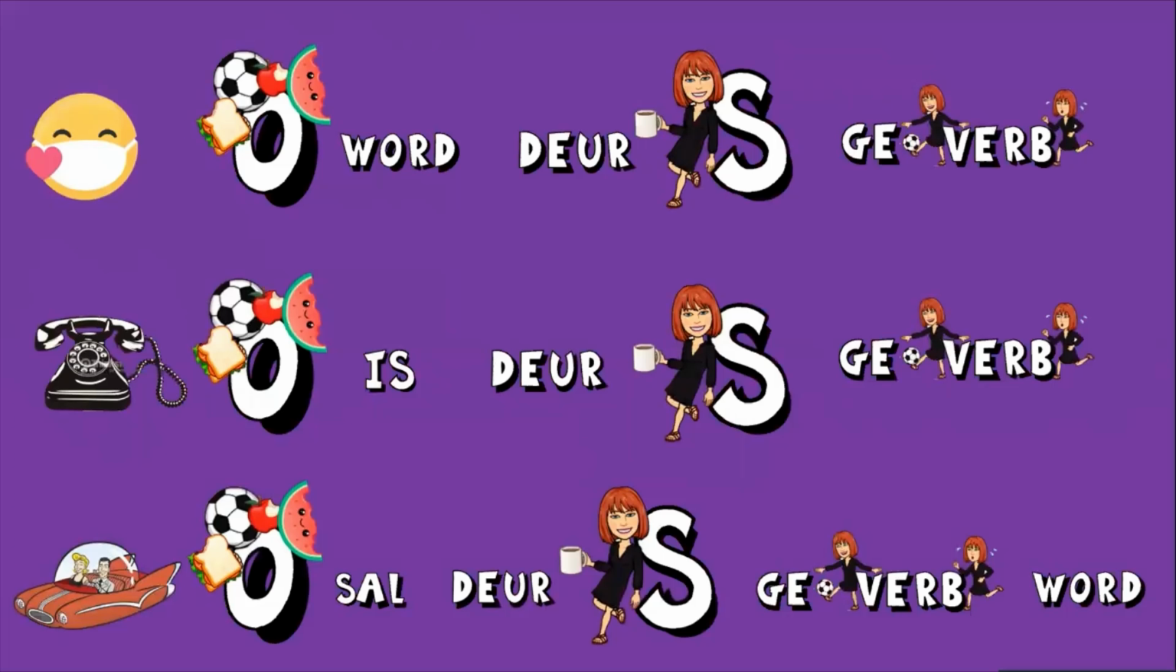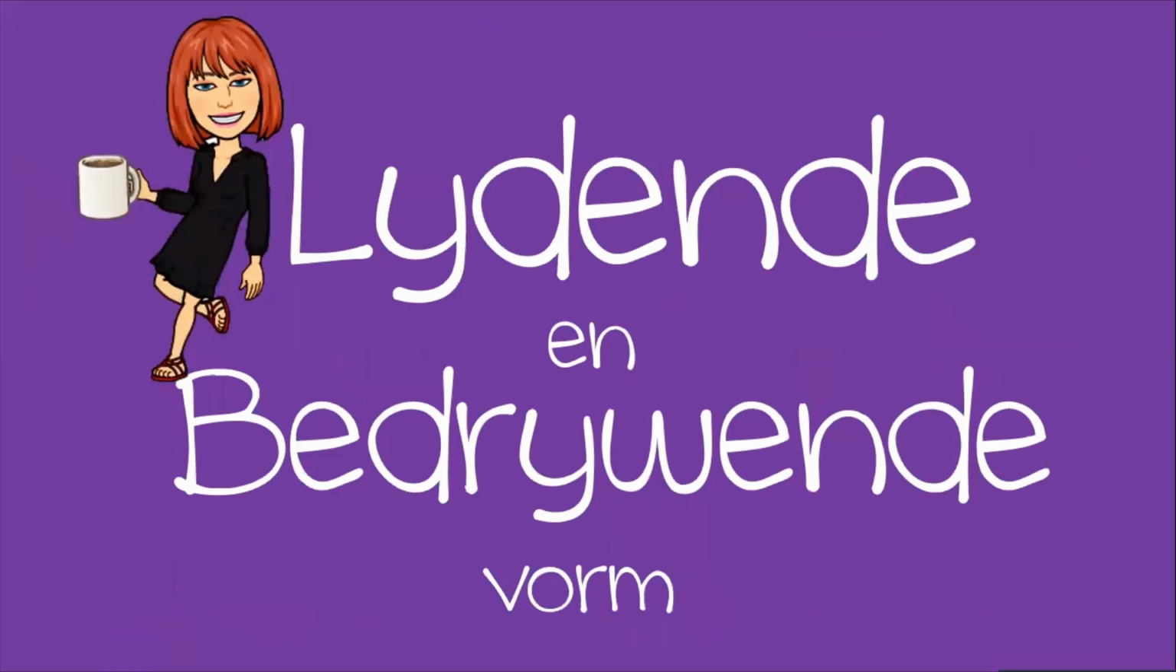Let's recap quickly our word order for the lydende form for all our tenses. Present tense, object, word, deur die subject, geverb. Past tense, object, is, deur the subject, geverb. And future tense, object, sal, deur die subject, geverb word.